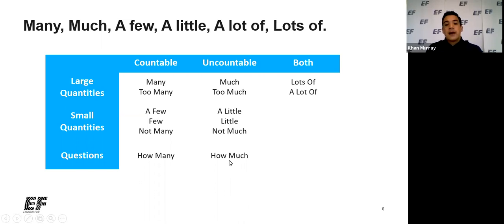For uncountable nouns, we usually use is, so how much oil is there? Okay, how much hair is on your head? You can't count it, but that is a question. So many and much, those are just a general guideline for you guys to follow when we're talking about quantities.